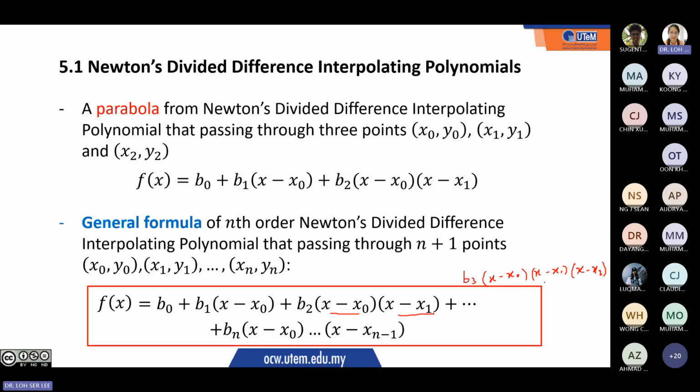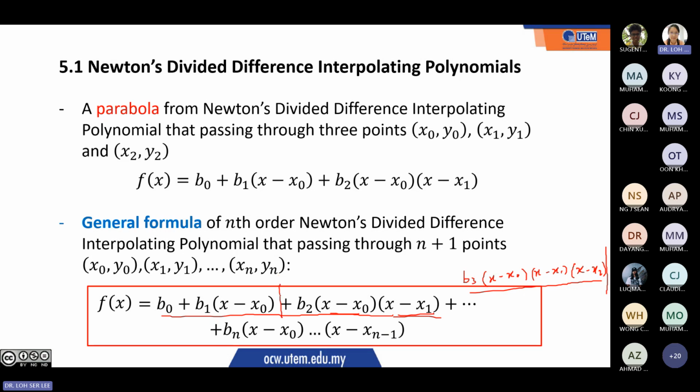This is for B3. So if you have B4, it is x minus x0, x minus x1, x minus x2, x minus x3. Okay, that is for B4. Up to this term, that means all of this, up to here, is the formula for the cubic interpolation polynomial. Okay, cubic polynomial.